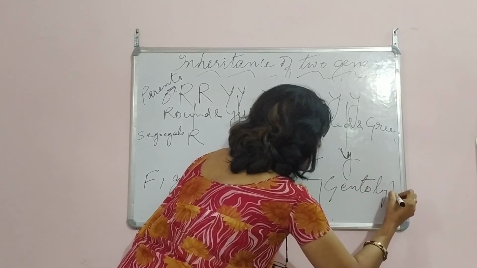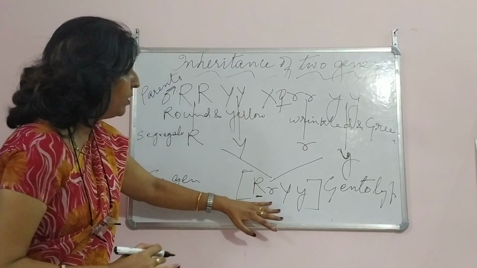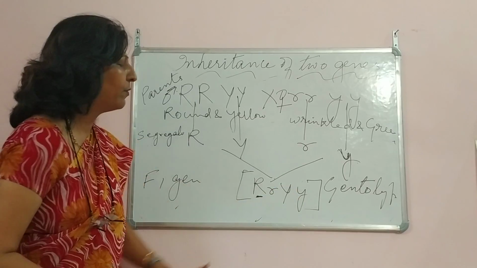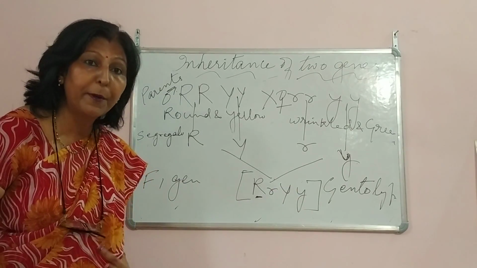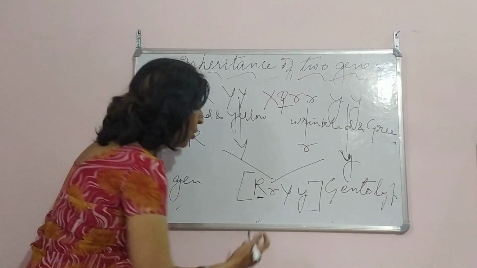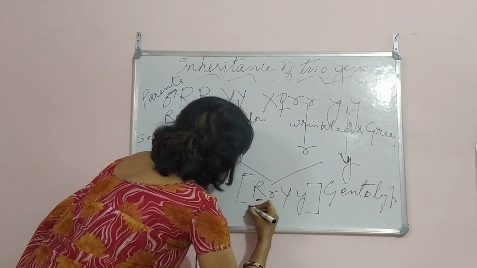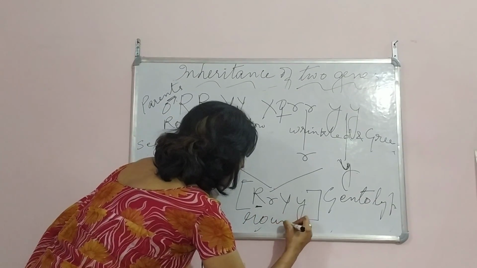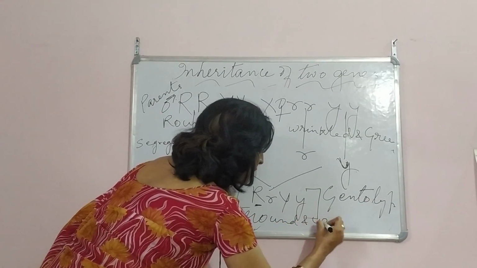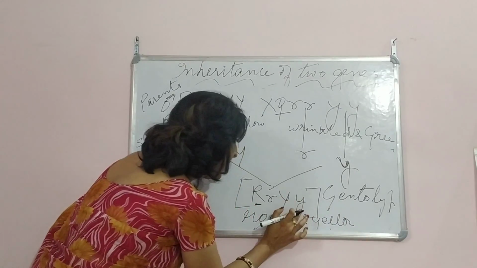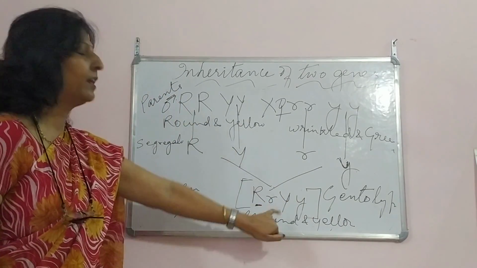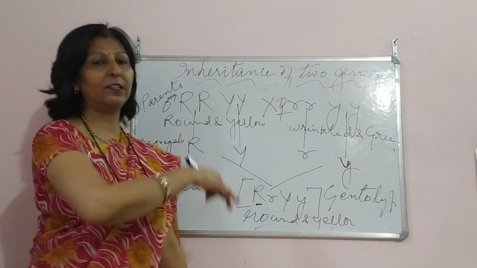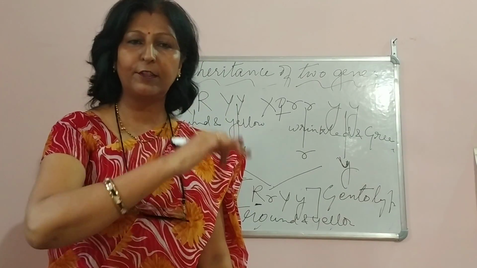Okay, the composition of the seed will be capital R, small r, capital Y, small y. But what is it going to express? What is it going to show? It will show that the seeds will be round and yellow. Got it? Because green is also present and wrinkled is also present, but because it is a recessive gene, it will not express itself.